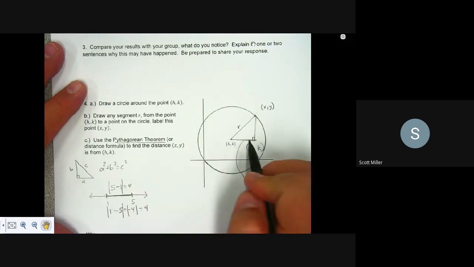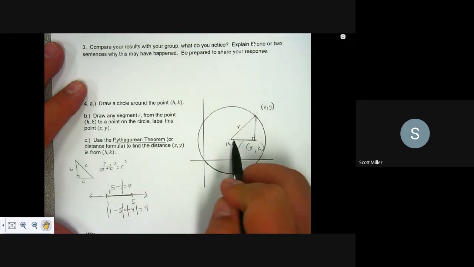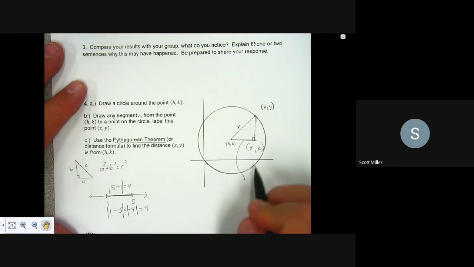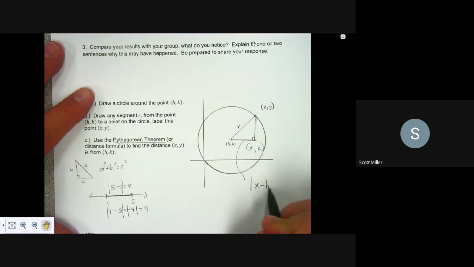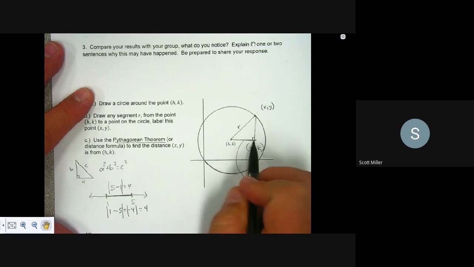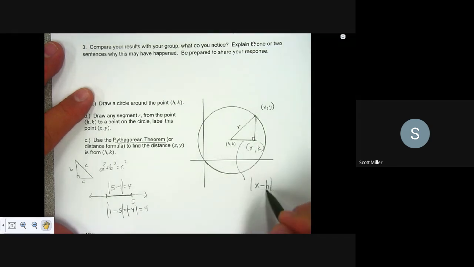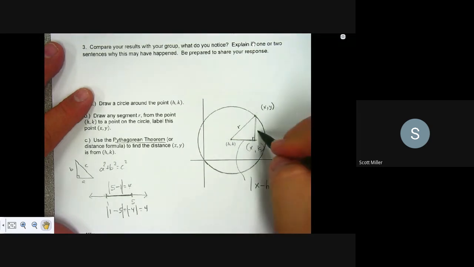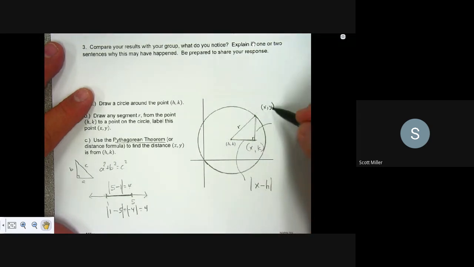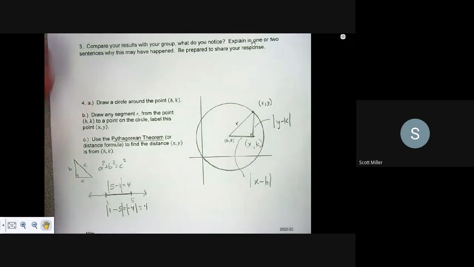So this distance is going to be the right one minus the left one. So it's going to be the absolute value of x minus h. That is that distance. That one number minus h gives me that distance, x minus h. And likewise, this one right here does the y values, so it'll be y minus k. And they're in absolute values because we want to make sure that the distance is always a positive value.